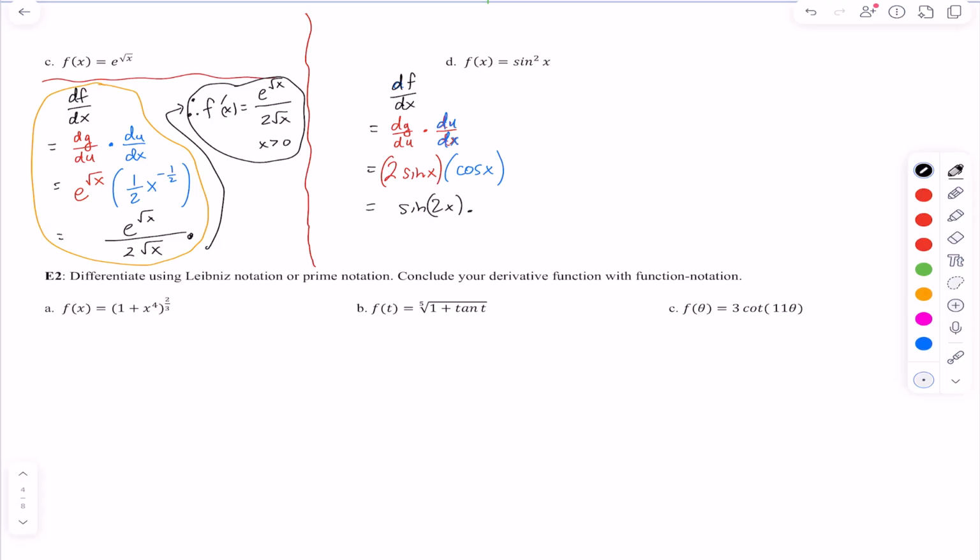This example here requires a trig identity, so that's why your simplification and your final answer looks so compact, and that is because trigonometry is a language.